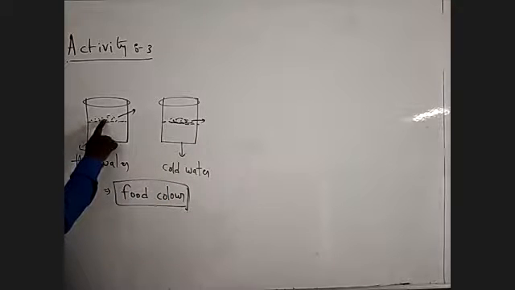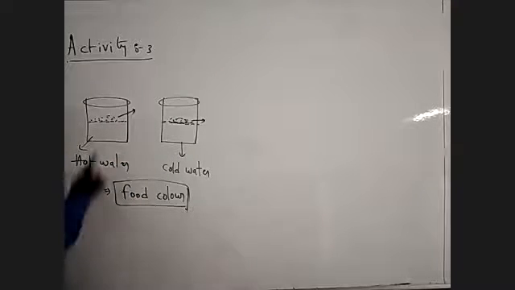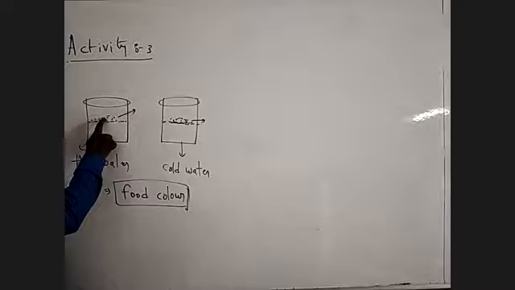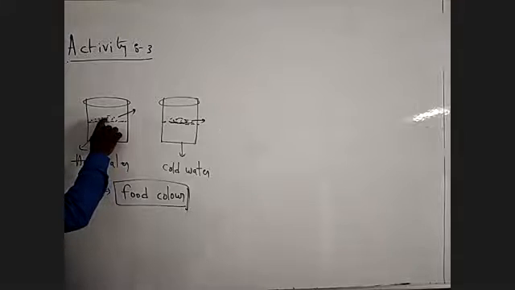These are food colors. The food colors are kept on the top surface of the hot water, and on the top surface of the cool water. We are going to observe the motion of the particles. The motion of the particles is in random directions in both cases.